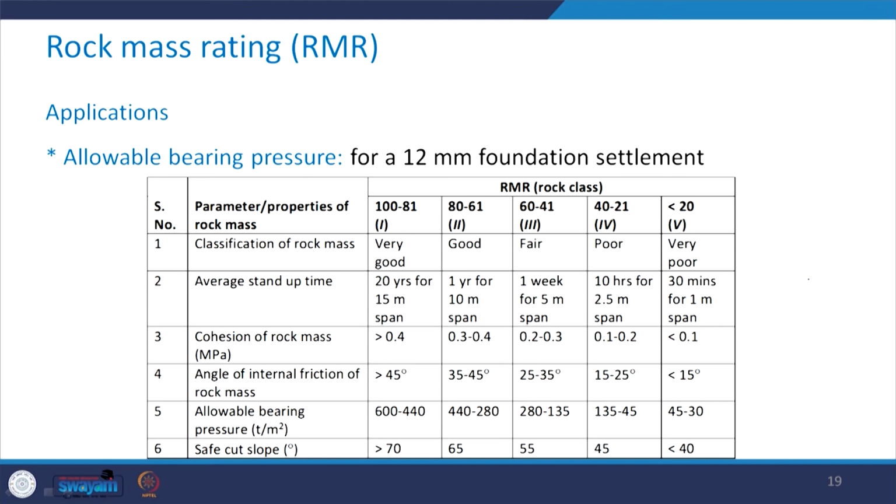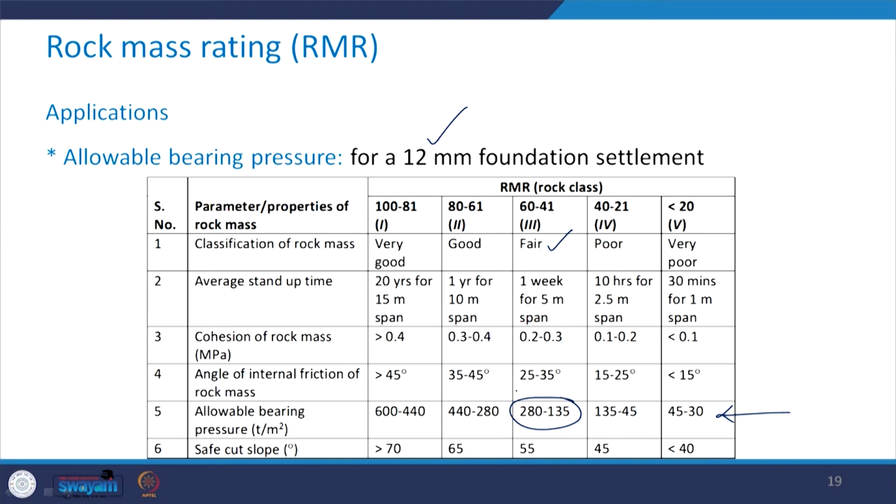Coming to the next application, which is the allowable bearing pressure for the foundation. If we know the range or the value of the RMR, we can find out the allowable bearing pressure, and that is corresponding to 12 mm of foundation settlement. So, say for example, if the rock mass is of fair quality, that is this column, the range of the allowable bearing pressure is going to be 135 to 280 ton per meter square.